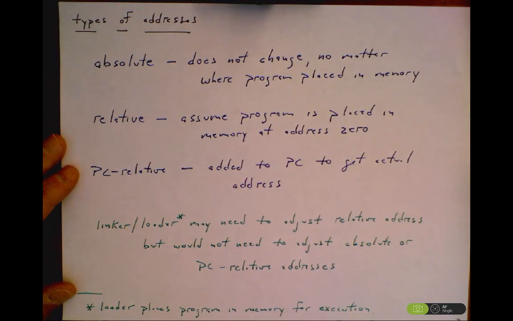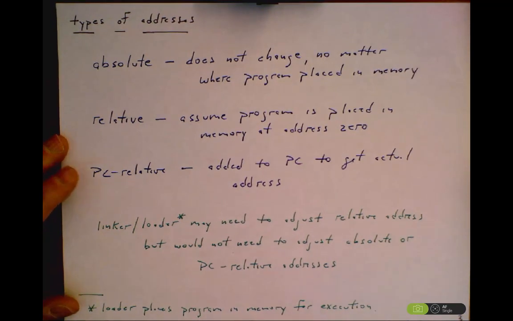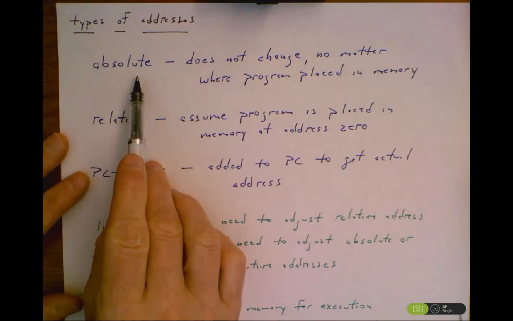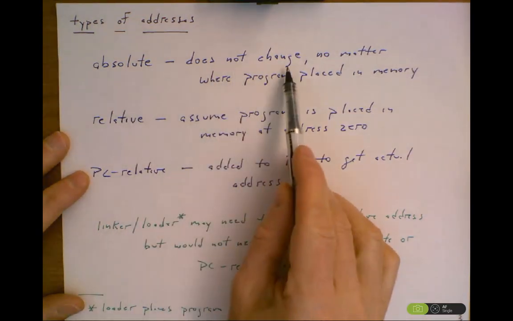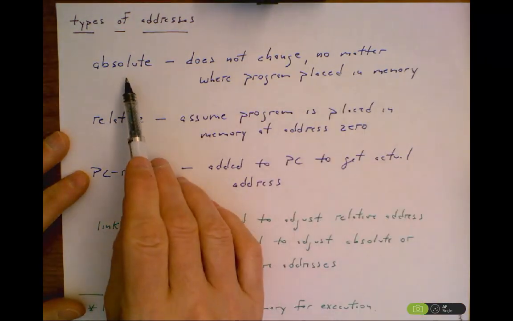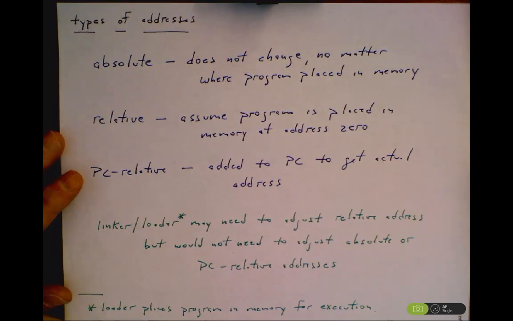It turns out there's different types of addresses on different types of machines and in different types of contexts. So you'll hear people talk about absolute addresses, and these addresses don't change no matter where the program is placed in memory. The address is absolute. It's not relative to the location of the code. Rather, it's specific to a particular location in the machine's memory.